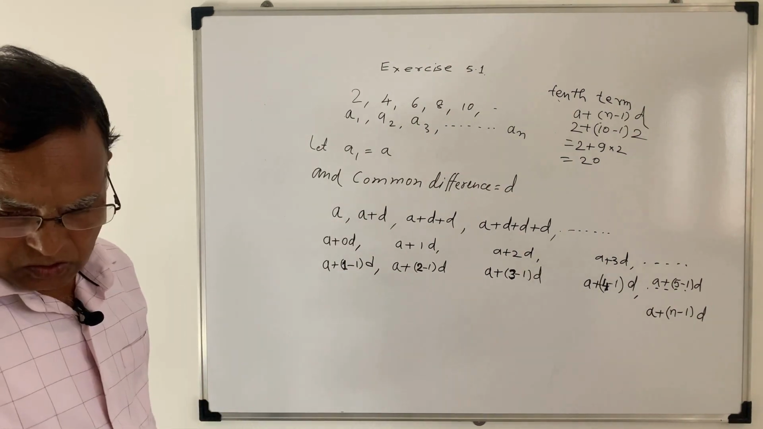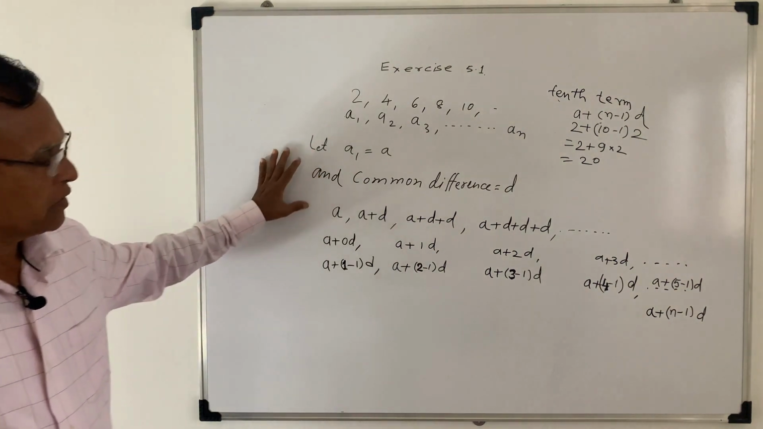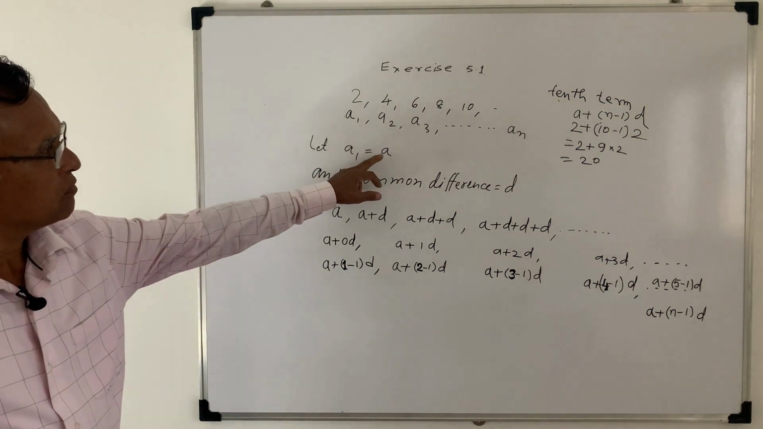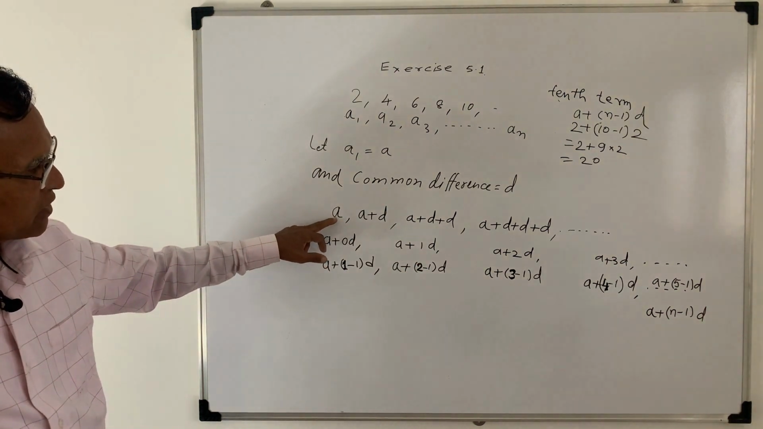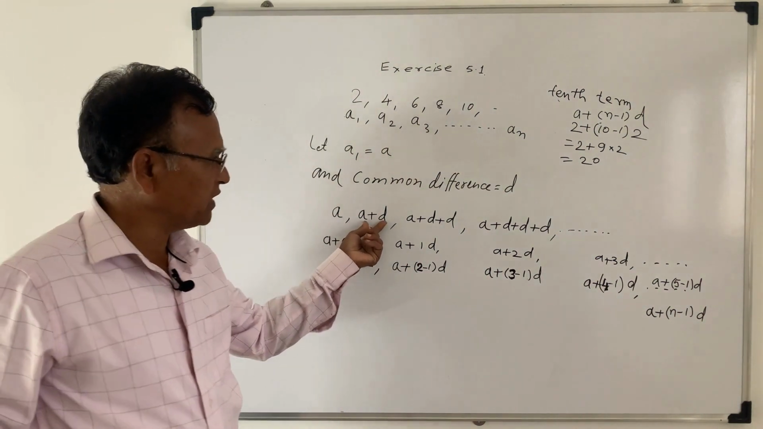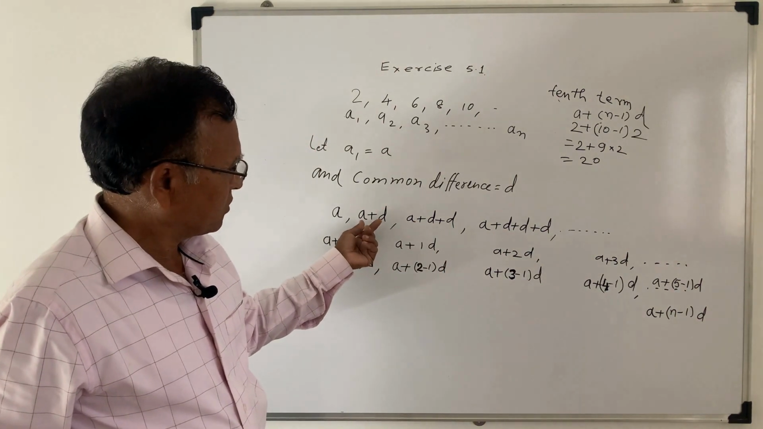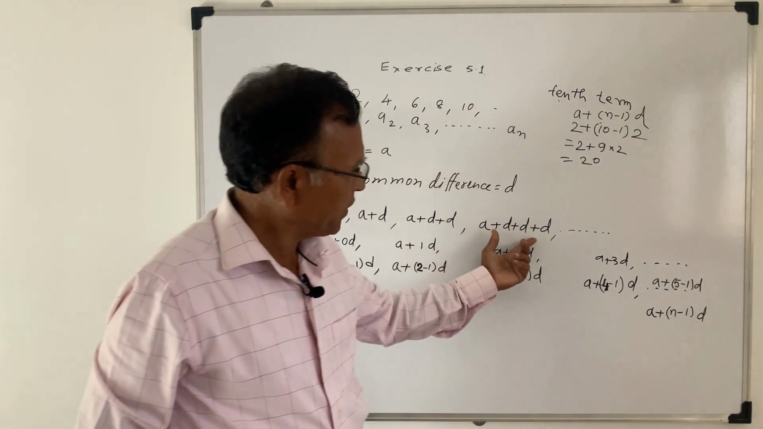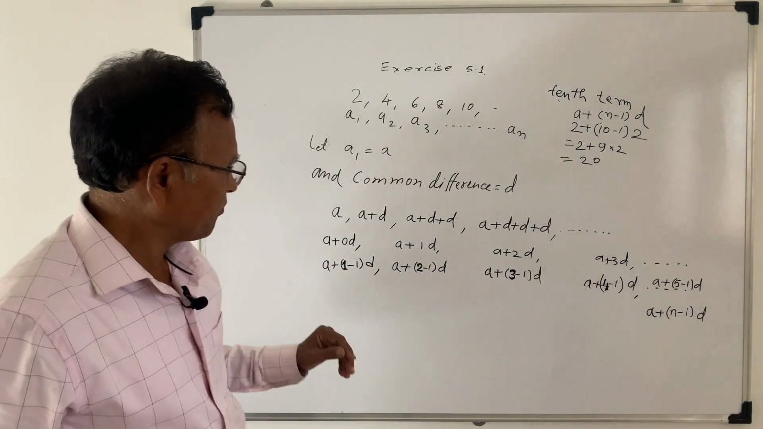Okay, so remember students, again I am repeating this one, this is the first term a, common difference is d. So first term can be written like this a, second term will be a plus common difference d. Again you add common difference there in the second term, so that will be a plus d plus d. Again you add common difference there, so you will get fourth term. Likewise you are getting nth term.